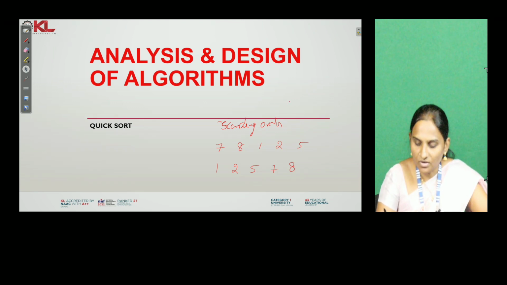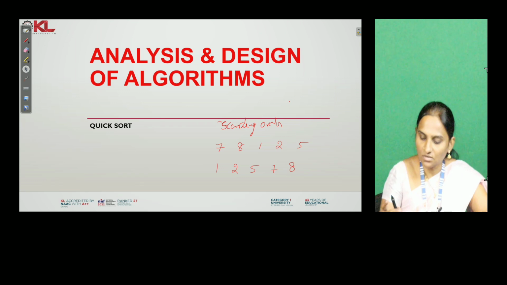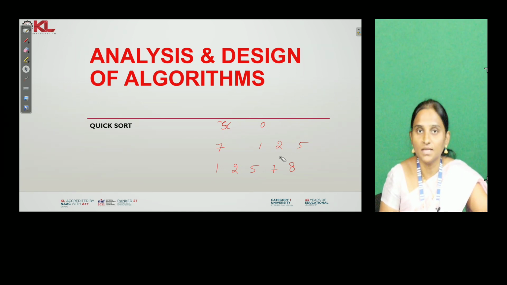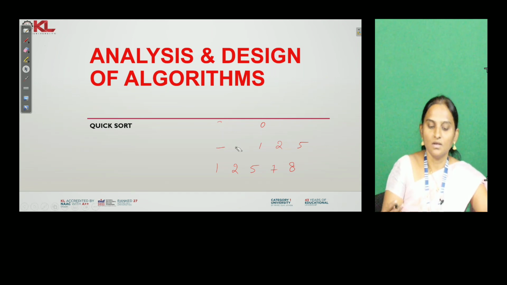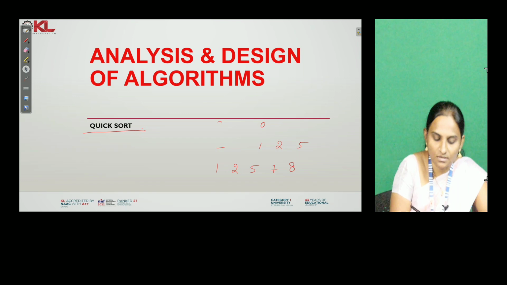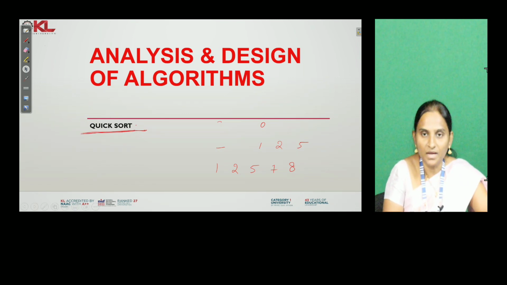QuickSort is one of the sorting techniques. Using QuickSort we can sort the elements in either ascending or descending order. The name itself says QuickSort. Quick means fast. Compared to merge sort, QuickSort is very fast, for smaller inputs only.